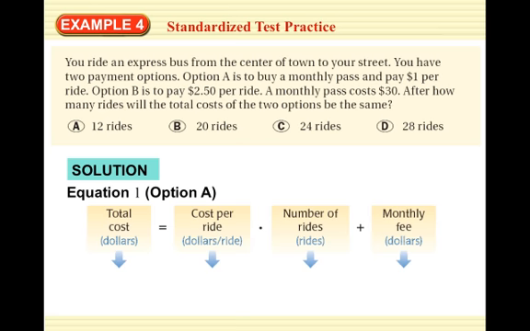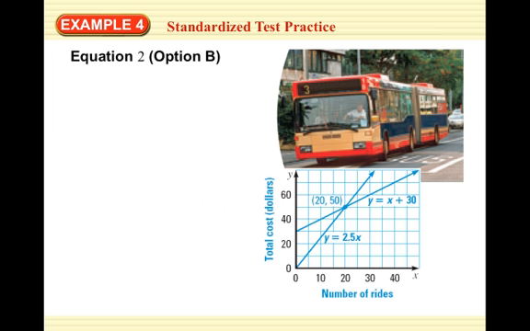So for option A, the total cost is going to be the cost per ride times the number of rides. You've got to pay $1 every time you ride, plus the monthly fee because you had to pay $30 to begin with. So that's going to be y, the total cost, equals 1 for the $1 per ride times x for the number of rides, plus 30 because you have to pay $30 for that monthly fee, so you have to count that. Option B, you don't pay a fee up front, you just pay $2.50 a ride.